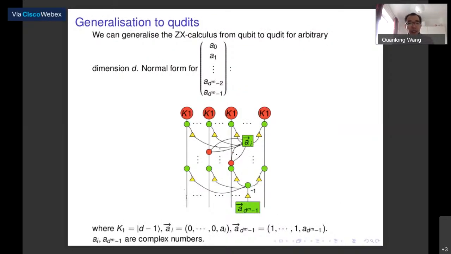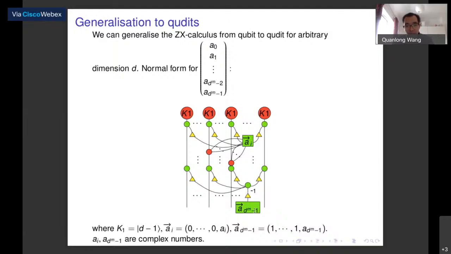And it's very easy. Once you have this normal form, it's very easy to generalize it to higher dimension D. That means for any qudit, you can represent a vector in a normal form. This is the basic diagram representing this vector. In qudits, the phase is not just a number, it's a vector, but everything is similar. Here you have more wires, more wire connections, not just a single wire. But the row multiplication is similar.